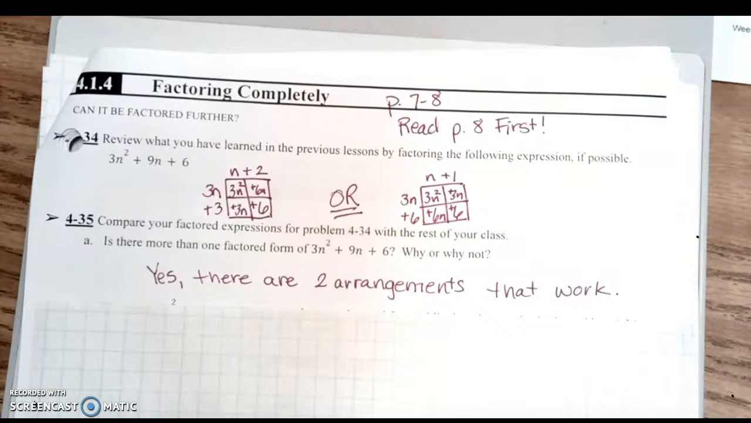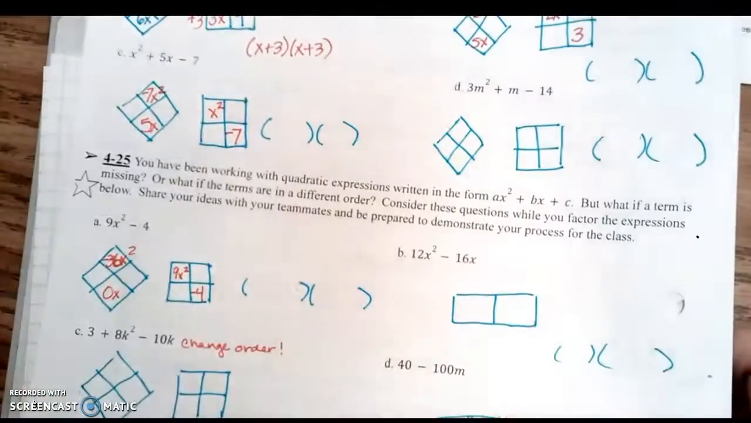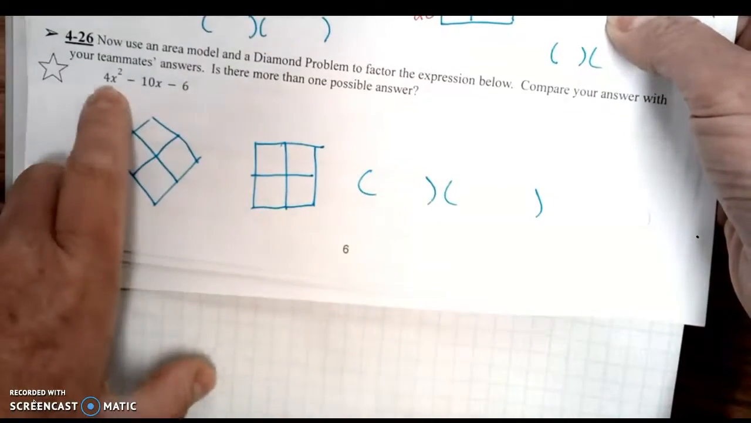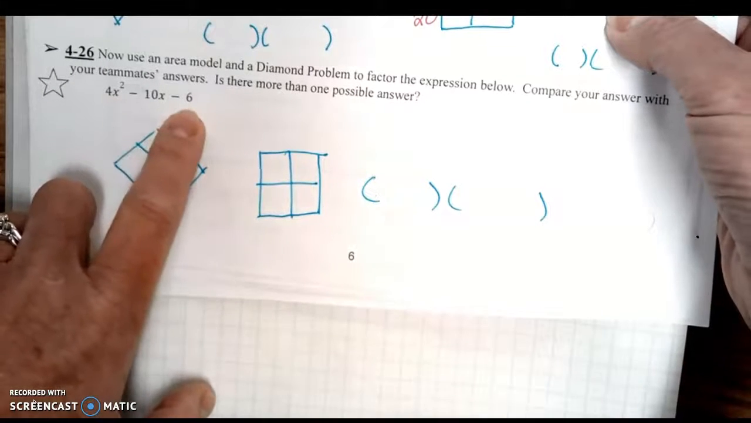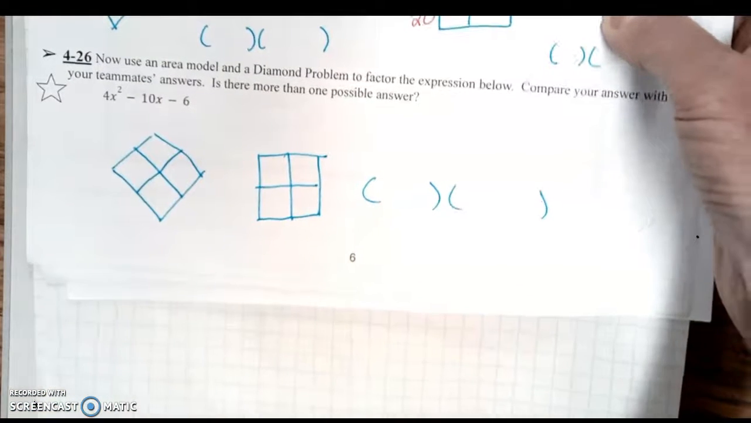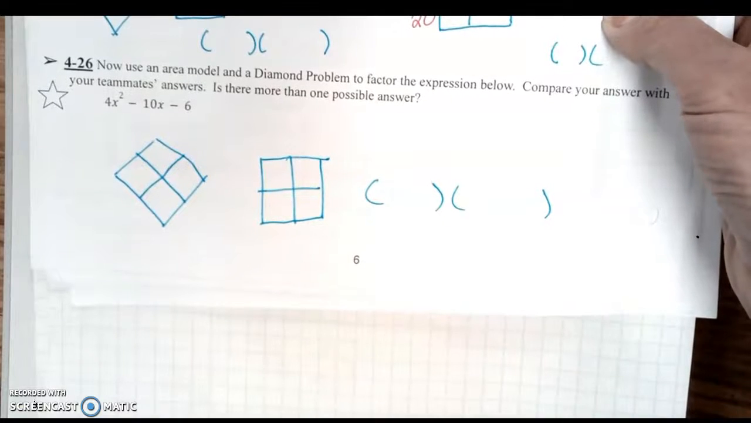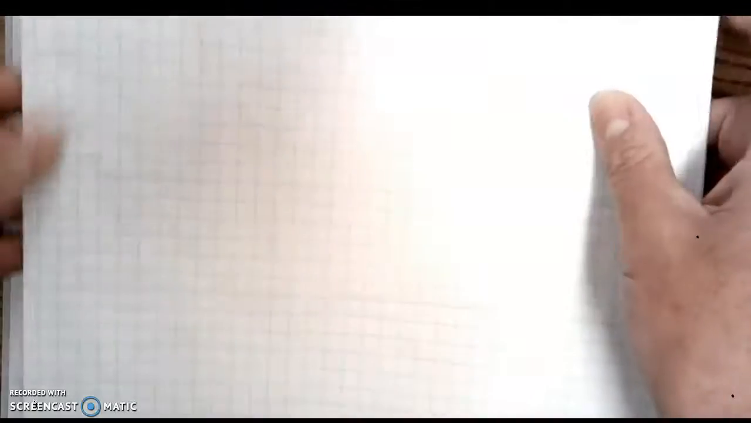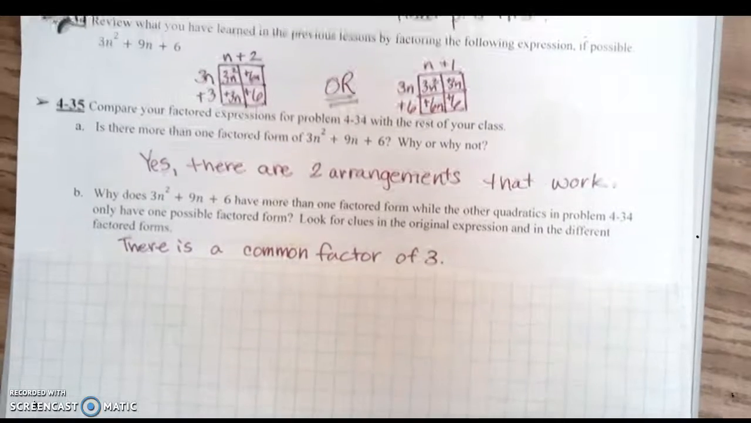Just like you should have yesterday when you looked at problem 26. So down at the bottom of yesterday's lesson, for the trinomial 4x squared minus 10x minus 6, there were 2 possible solutions. How many of you got 2 answers in your group? All right. There were 2 possible arrangements, and the reason has to do with part B.